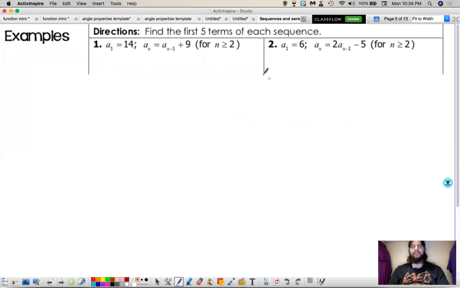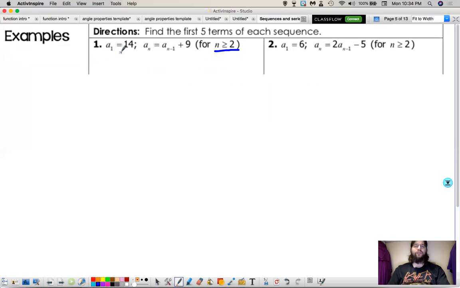So we're going to practice. And again, it's giving us our domain here. It's going to be a natural number greater than or equal to 2. So it wouldn't make sense to say a of 0.5. We're always dealing with natural numbers here.